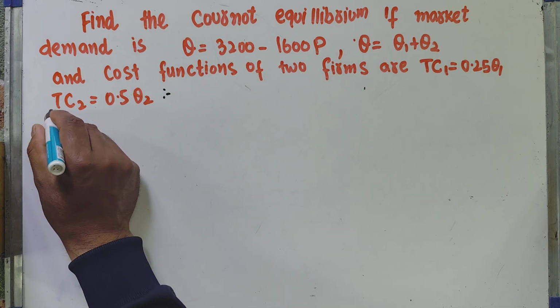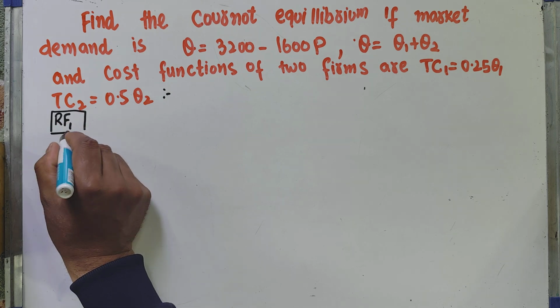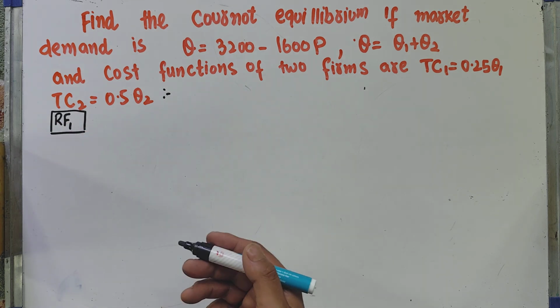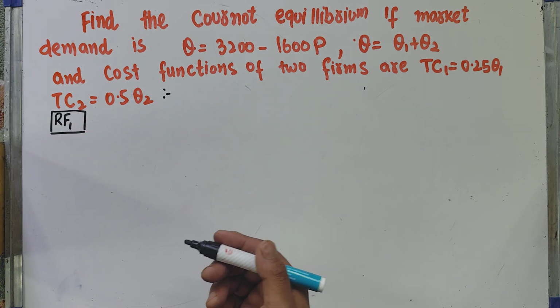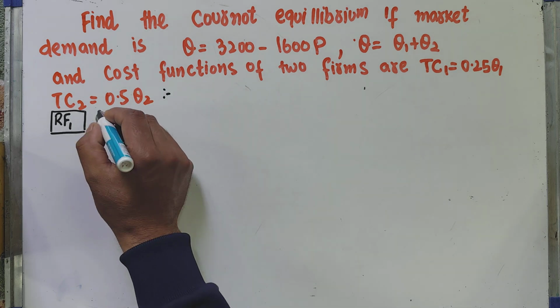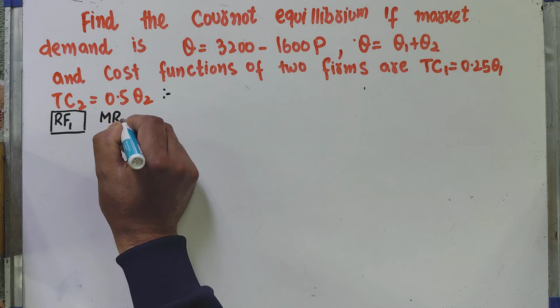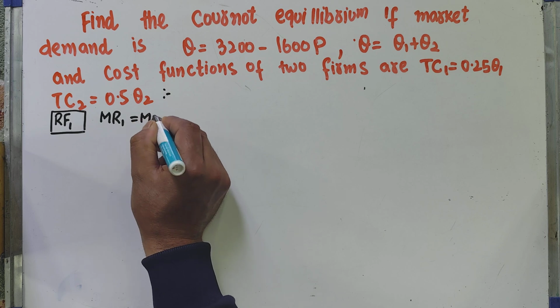To find the reaction function of firm 1, we need to find the profit maximizing output that firm 1 will produce, and the condition is that we equate the marginal revenue of firm 1 with the marginal cost of firm 1.